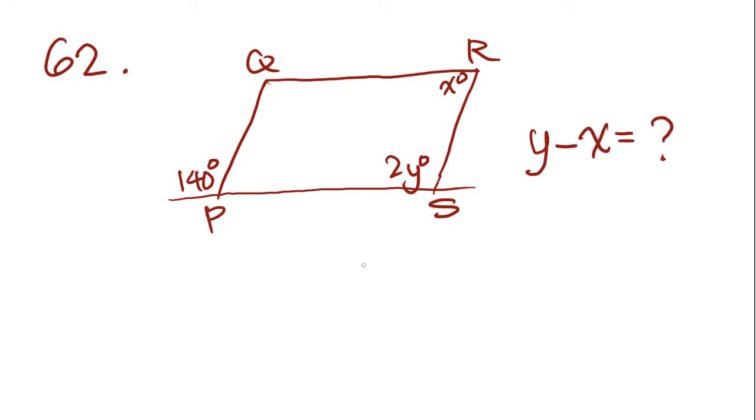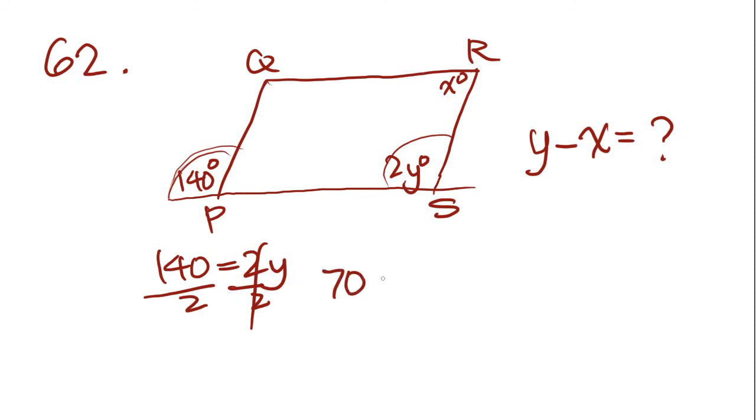Okay, so if this is a parallelogram, then we know that this angle here is the same as this angle here. So let's figure out what y is first. So we know 140 equals 2y. Divide both sides by 2, and you get 70 equals y. So we know y is 70. So in this equation, we can plug in a 70 here.